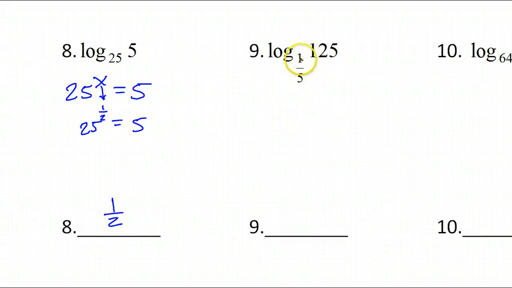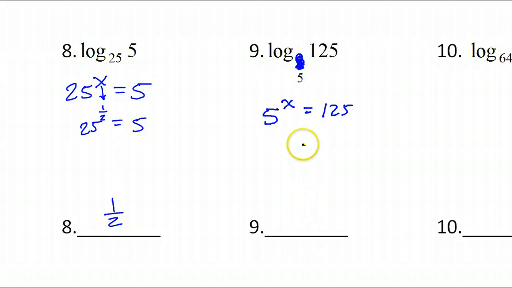Okay, this one, again, we can do it this way by covering up the 1 and first asking ourselves, 5 to the what power is 125? That would be 3, 5 to the 3rd power. Since it is 1 over 5, then let's make that a -3, and that will get the job done.